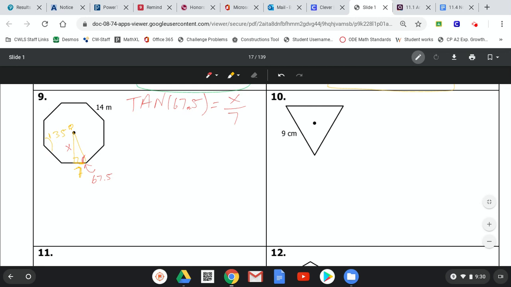So for this, x is 16.9, which again, that is our apothem, APO for apothem. And then we have to find the perimeter, which is, we got 8 sides there, so the perimeter is just 8 times 14, which is 112.